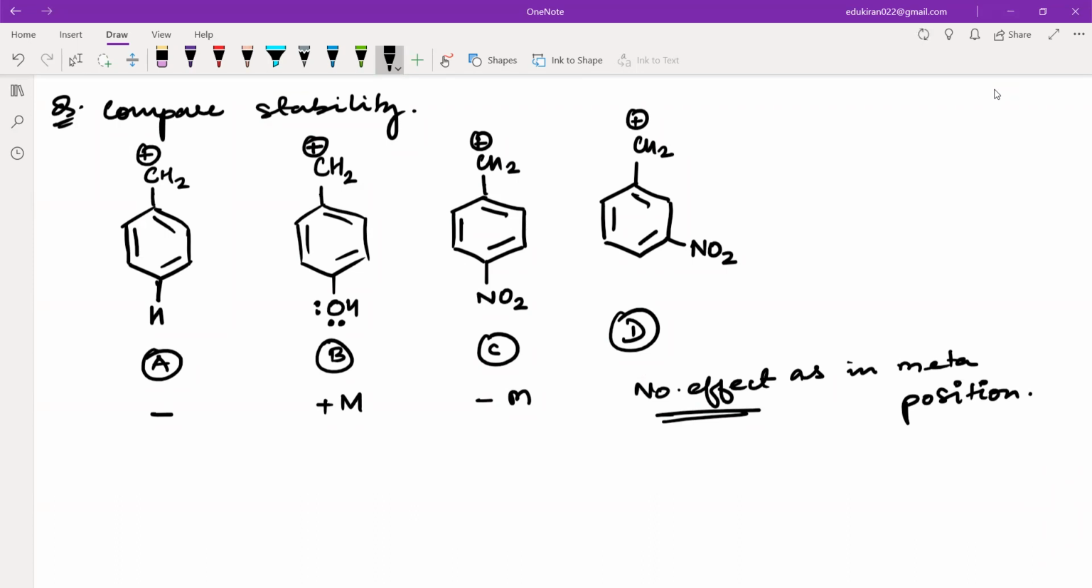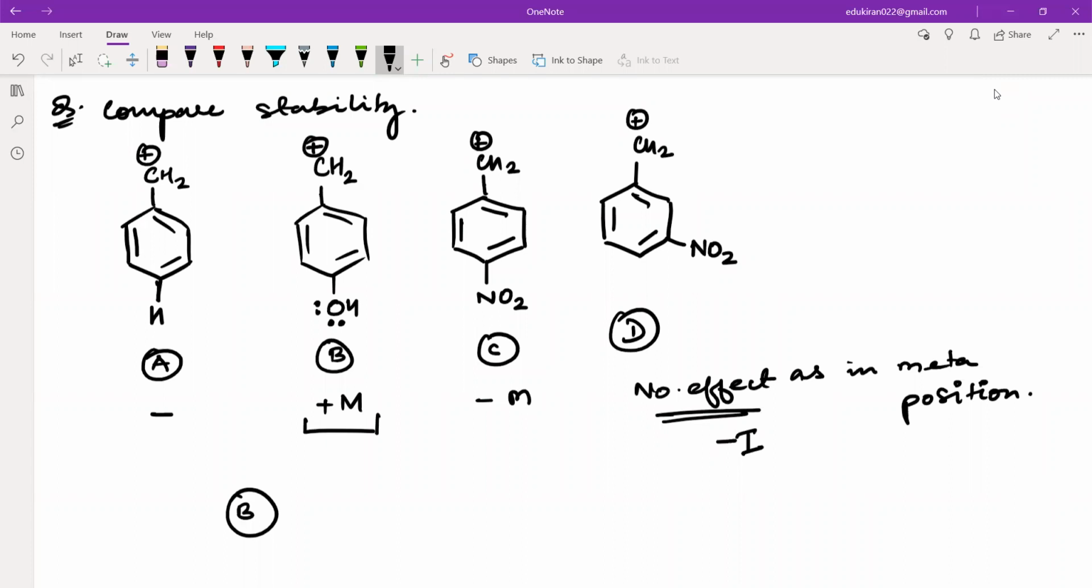Now here we have plus M, that means it is stabilizing. And do we have any plus M elsewhere? No, we don't have any plus M in any of the other structures. That is why B will be most stable. Now it has no effect, but it will have minus I effect, because there is nitrogen attached.